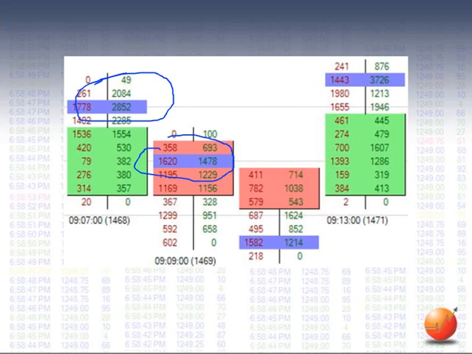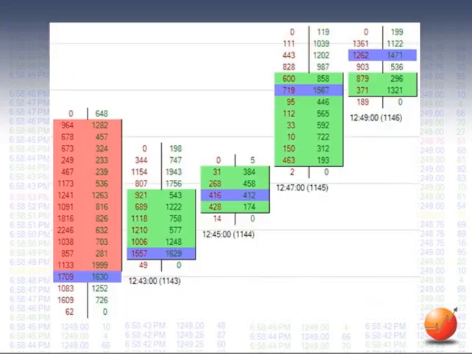Responsive selling, sellers initiate trade. Responsive buying, responsive selling. Whoa, a lot going on here.